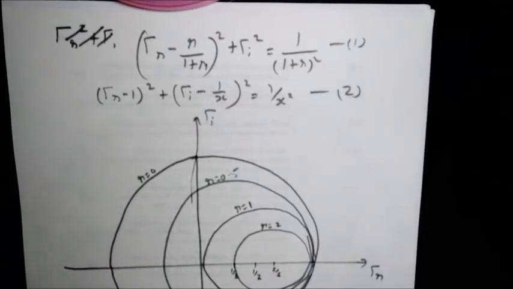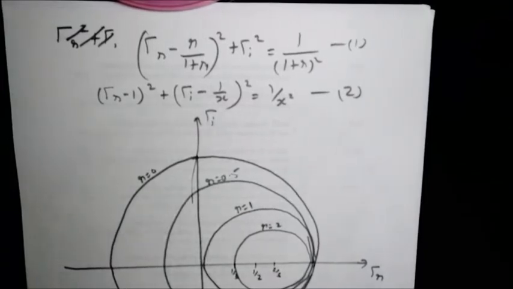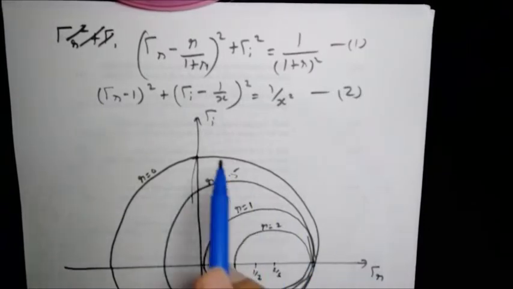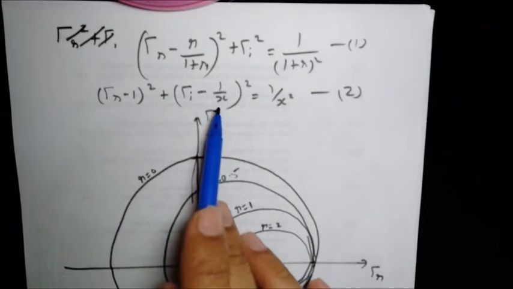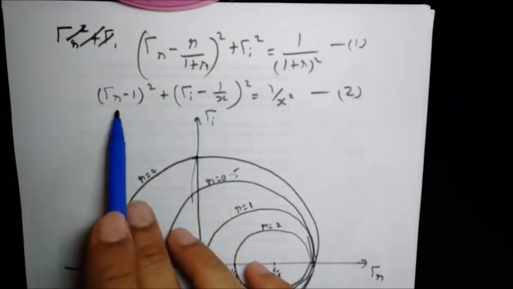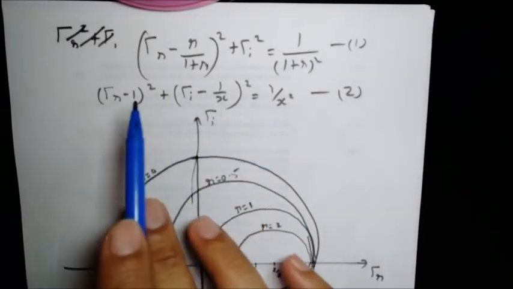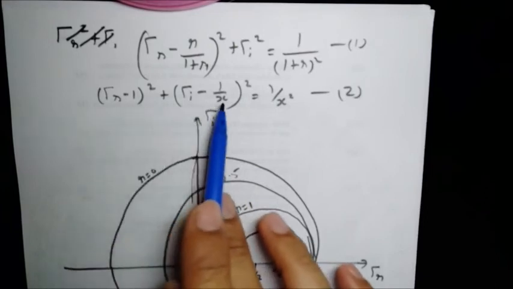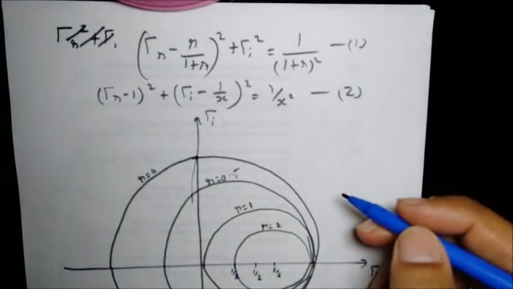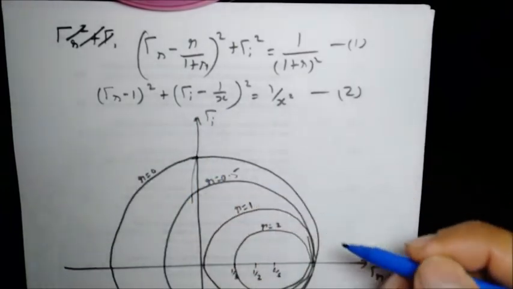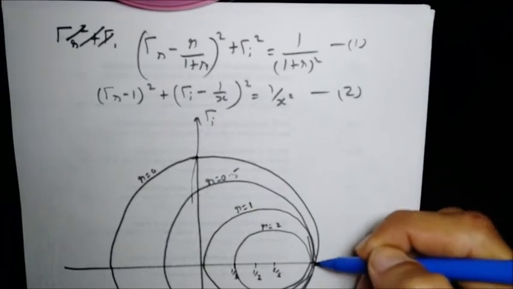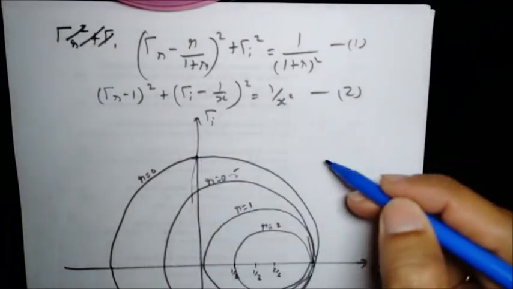So again, we will start with, say, x equal to 1. Let's take x as equal to 1. If x is 1, the center of the circle will be at 1, 1. Center of the circle will be at 1, 1. So this is 1, this is 1. So center will be here.